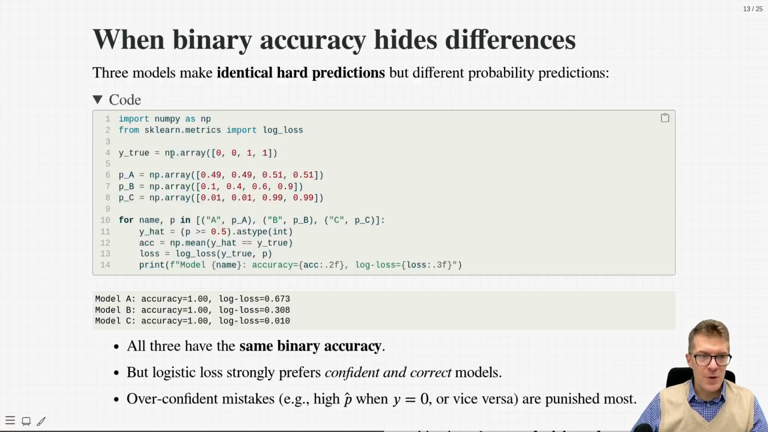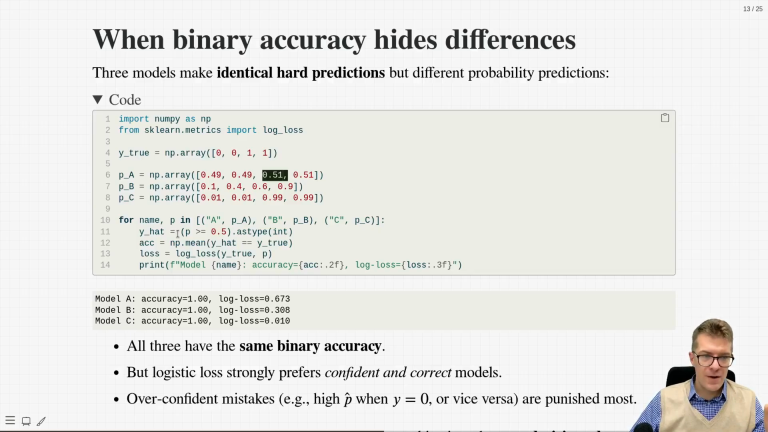So here's a little bit of code. We have an array of true values. The first two jet engines did not fail. The next two jet engines did fail. So this is the true value I'm trying to predict. I have three models I've learned, each of which is outputting probabilities of failure, and you can see those here. The first model, for example, says there's a 49% chance of failure for the first engine, a 49% chance of failure for the next, a 51% chance of failure, and so on.